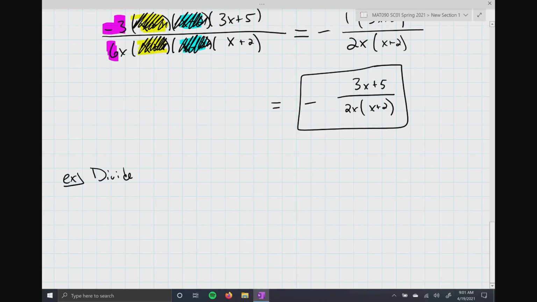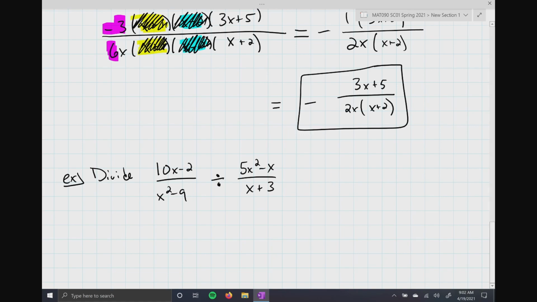I showed you a couple multiplications. Now I will show you a division. And I'll keep this one simple. So we're going to divide 10x minus 2 over x squared minus 9 divided by 5x squared minus x all over x plus 3.